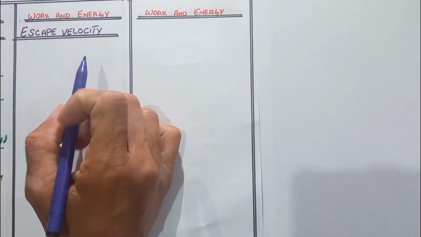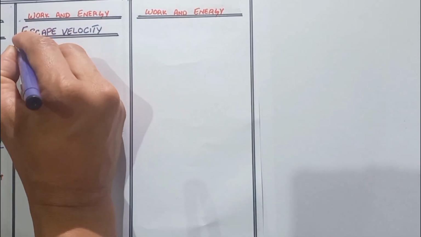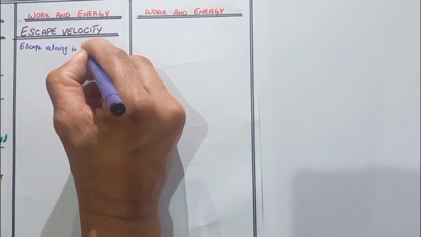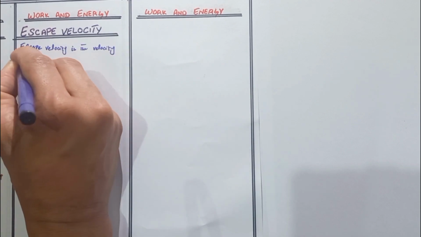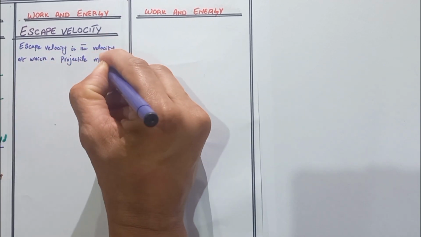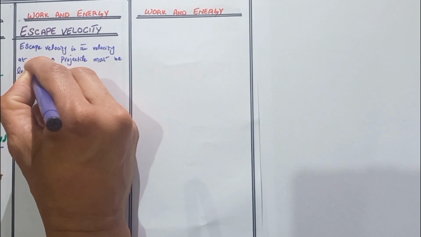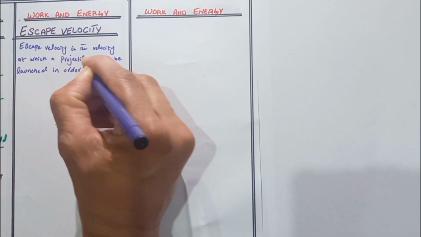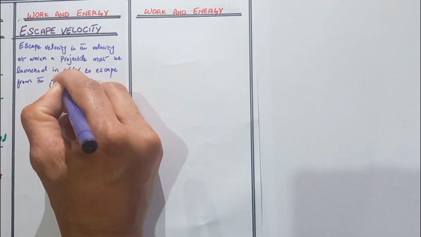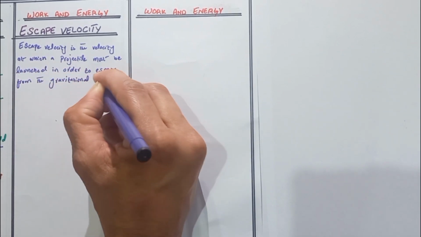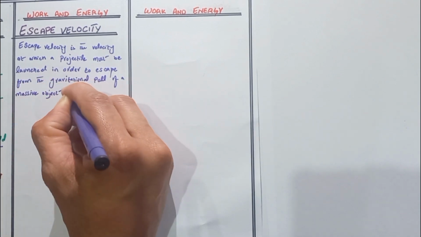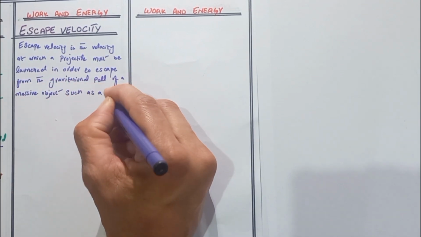Now we discuss the topic of escape velocity of the chapter work and energy. What is the escape velocity? Escape velocity is the velocity at which a projectile must be launched in order to escape from the gravitational pull of a massive object such as a planet.